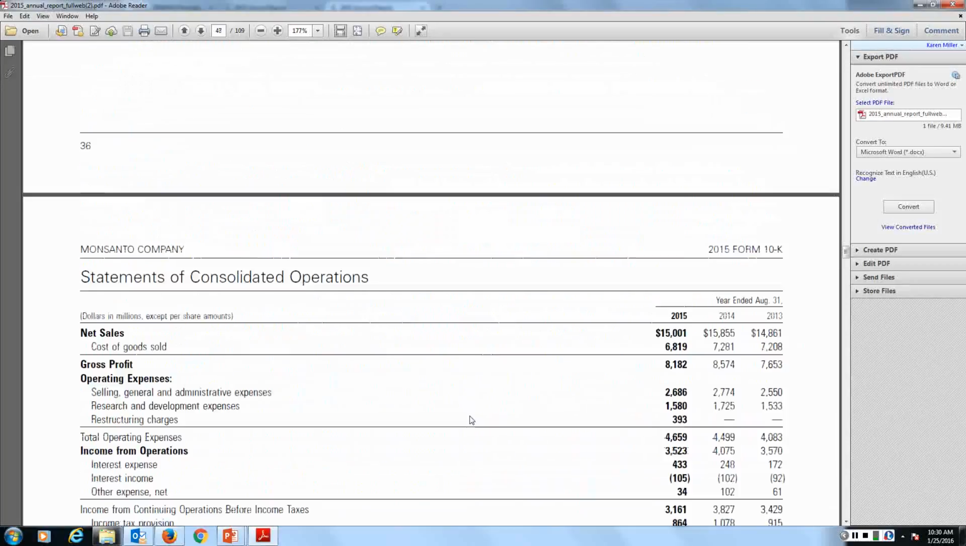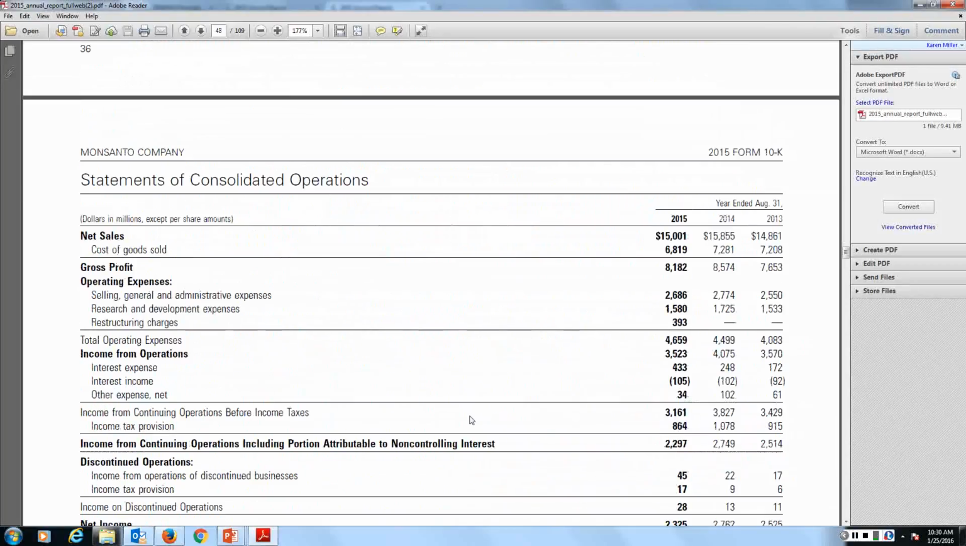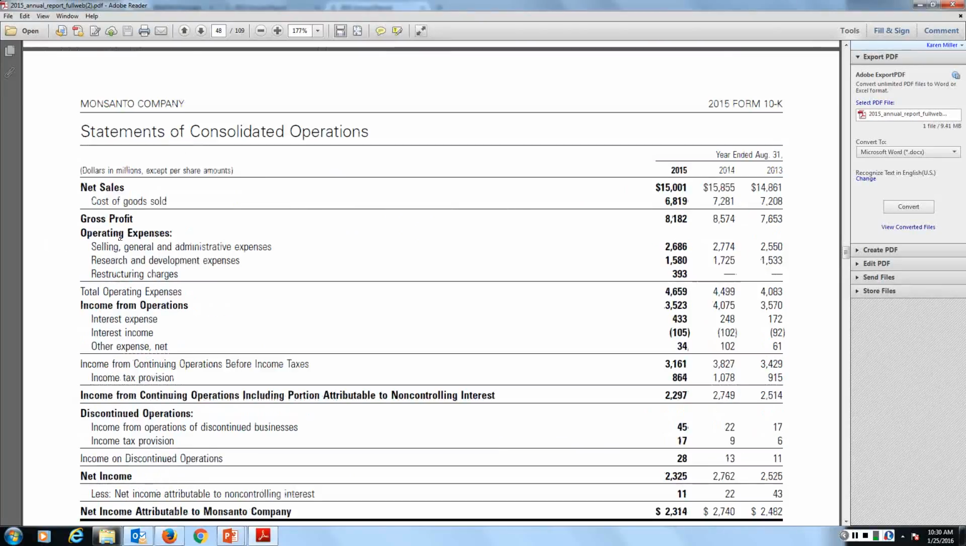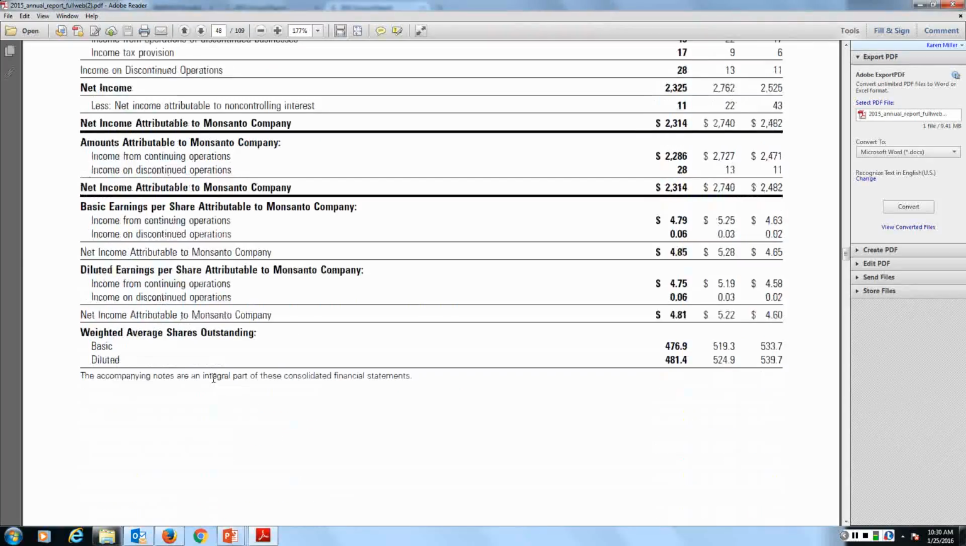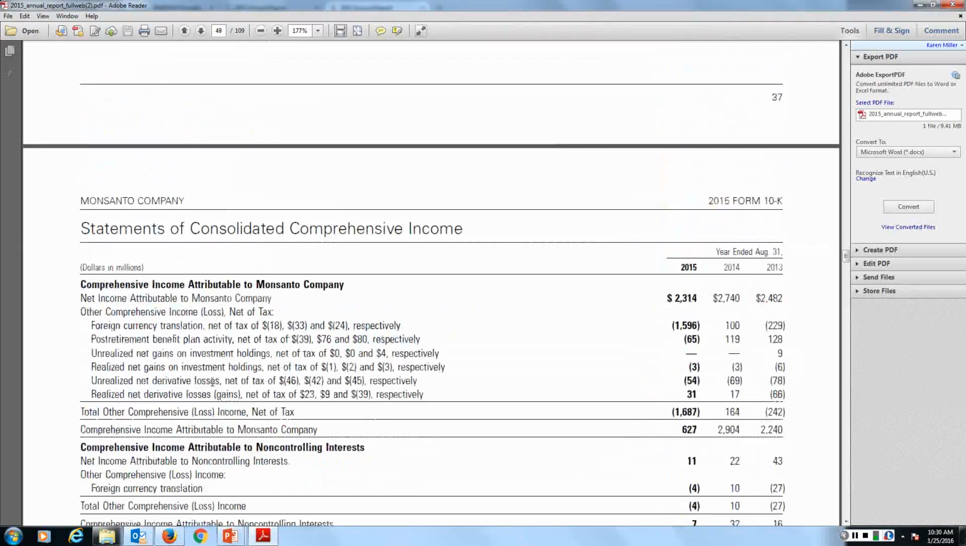And then we will see the beginning of your financial statements. There will always be 3 years of income statement information, so we can see sales, cost of goods sold, gross profit, all the way down to net income. Next, what they have is their statement of consolidated comprehensive income, all of the things that could impact our income statement but really haven't yet: foreign currency translations, the change in our retirement benefits, unrealized gains on our investments.